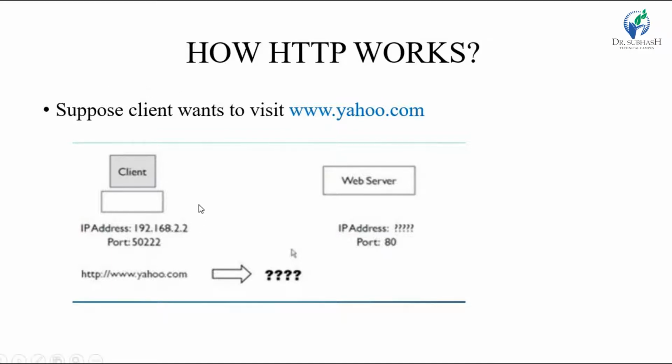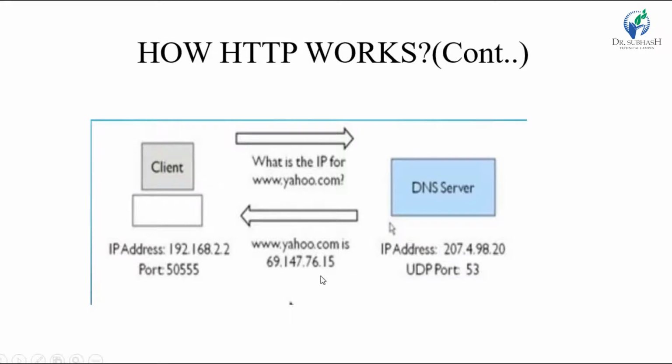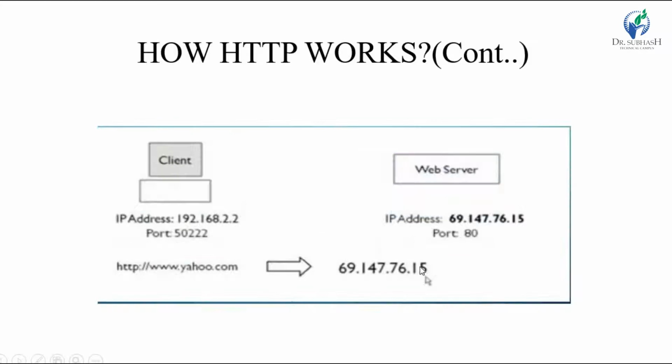Now, as human beings, we don't know the IP address of each and every domain, right? So what are we going to write? We are going to write the domain name, www.yahoo.com. When the client writes www.yahoo.com, it sends a request asking what the IP address for yahoo.com is, and that request is sent to your DNS server. The DNS server will find the IP address of the requested URL and send it back to the client. Now the client connects with this IP address and makes further communication.